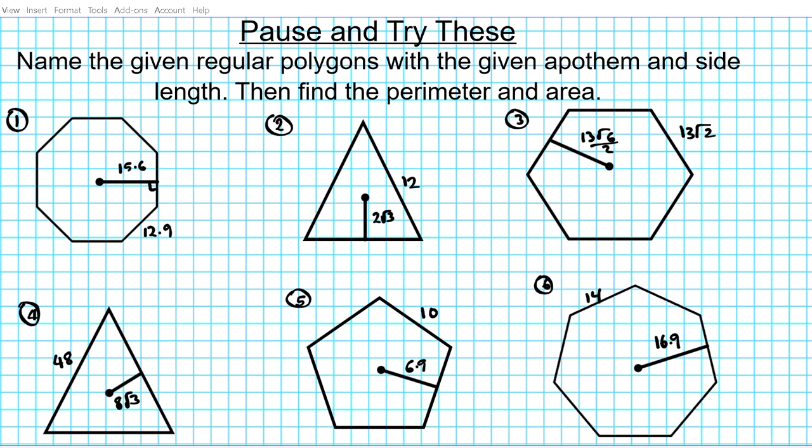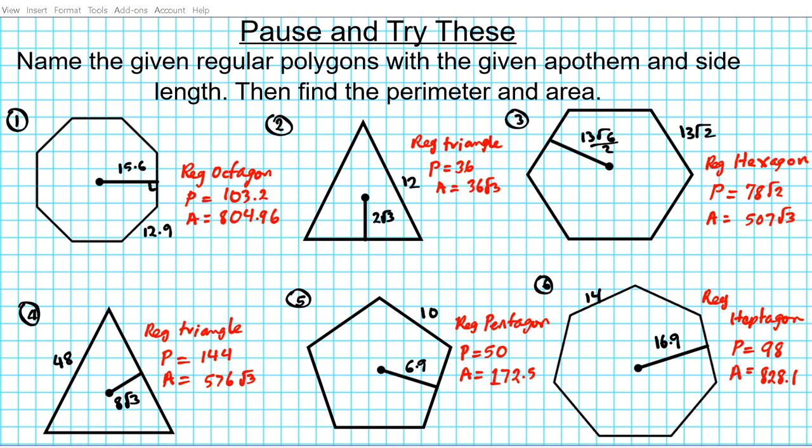Ladies and gentlemen, it's now your turn to do some practice problems. We have 6 practice problems for you to try out. You have to name the given polygons, and then use the given apothems and side lengths to find the perimeter and area. Go ahead and pause the video presentation at this time. When you're done, click on the playback button, and we're going to reveal the correct answers.